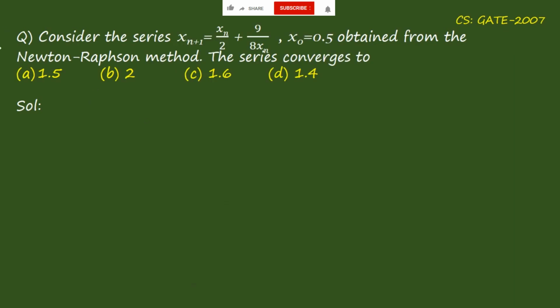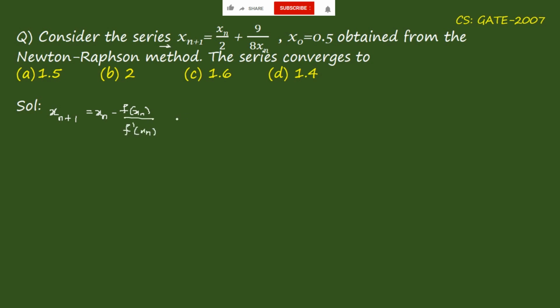Come to next question. Consider a series x of n plus 1 is equal to x of n by 2 plus 9 by x of n, and x naught is equal to 0.5, obtained from the Newton-Raphson method. This series converges to... okay, it is a similar type of question. Instead of giving a function, they have given the values of it by substituting it in a formula, right? As we know, the formula for Newton-Raphson method is nothing but x of n plus 1 is equal to x of n minus f of x of n by f dash of x of n.